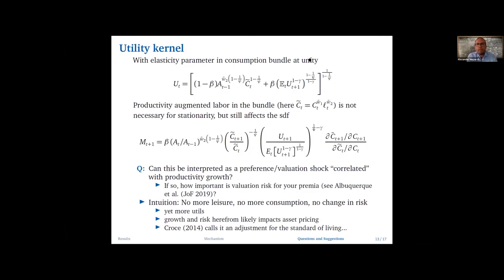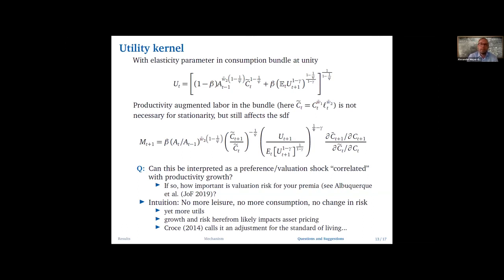Then the utility kernel. So there was this C tilde that showed up on a slide brief. I don't know if the rest of the participants saw this. This was a CES aggregator that combines consumption per se and labor or leisure here, augmented then by productivity in order to achieve stationarity.